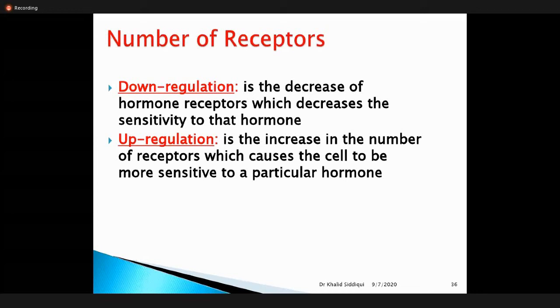And the upregulation is the increase in the number of the receptors, which causes the cell to be more sensitive to a particular hormone. In case of a decrease in the secretion of the hormone, the number of receptors over the target cell gets increased, and whenever the hormone is released from that specific endocrine gland, this hormone reaches that target cell. Because a large number of receptors are present over the cell, it causes increased sensitivity to that particular hormone.